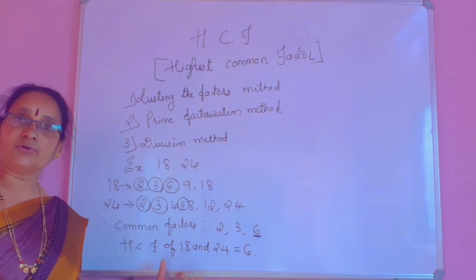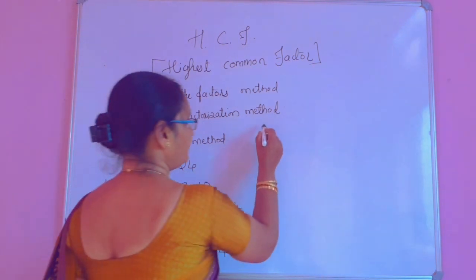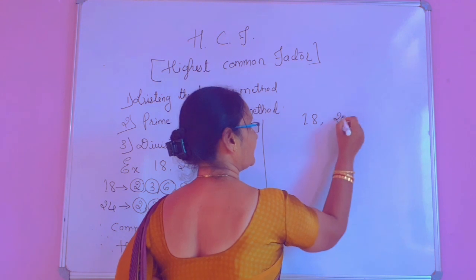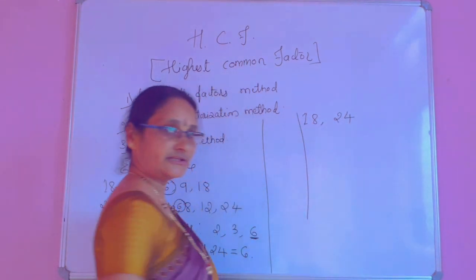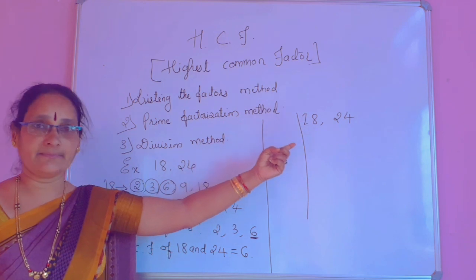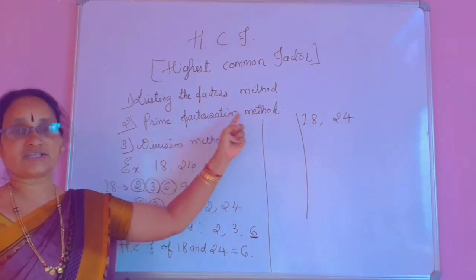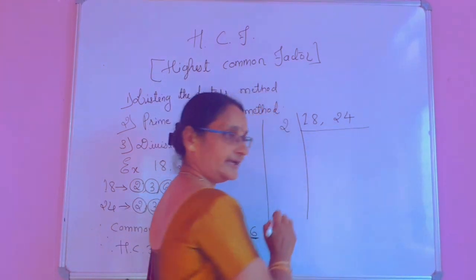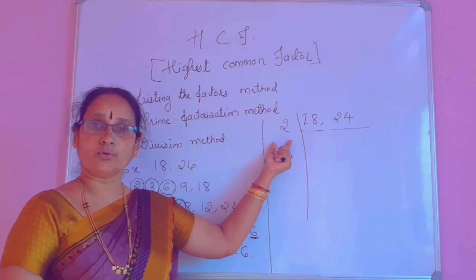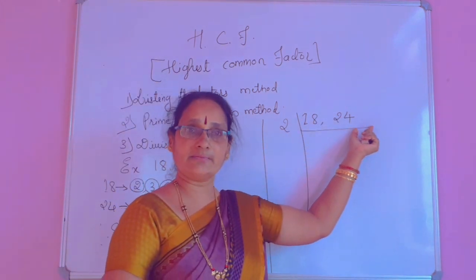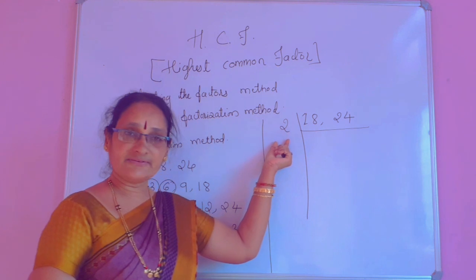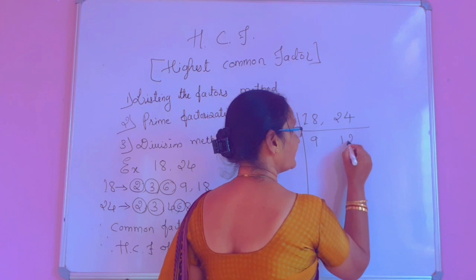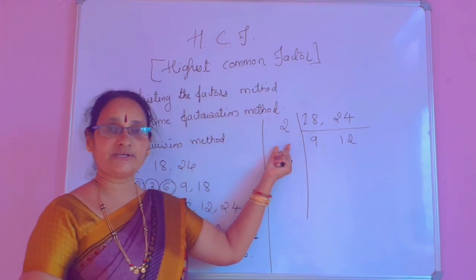Now, let me do the same HCF by prime factorization method. The same numbers, 18 and 24, I will take. Okay. Now, I will take here 2 as a divisor. Why? Because these two numbers are even, divisible by 2. Now, 2 nines are 18 and 2 twelves are 24. Now I cannot take 2 here as a divisor.